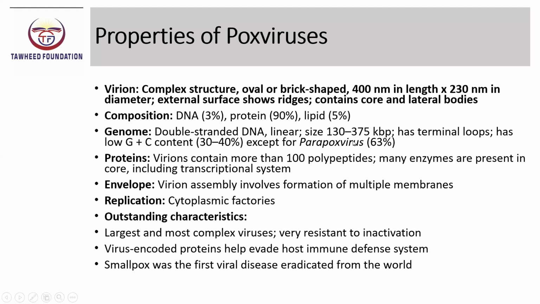Size is 132 to 375 kilobase pairs, with terminal loops, and low G plus C content, approximately 30 to 40%, except for parapox virus, which is 63%. Virions contain more than 100 polypeptides. Many enzymes are present in the core, including the transcriptional system. Envelope virion assembly involves formation of multiple membranes.